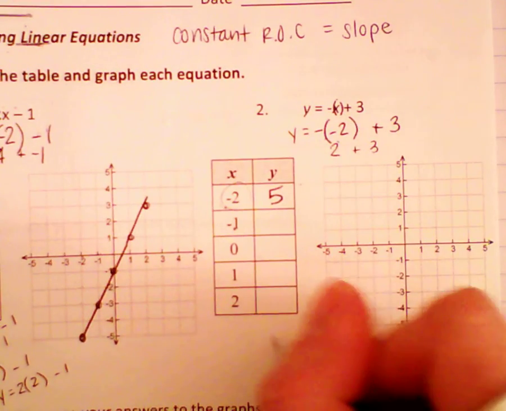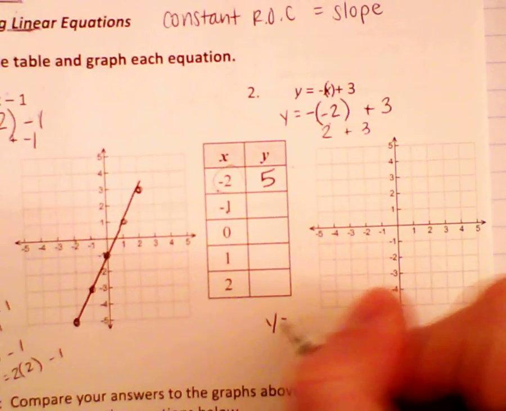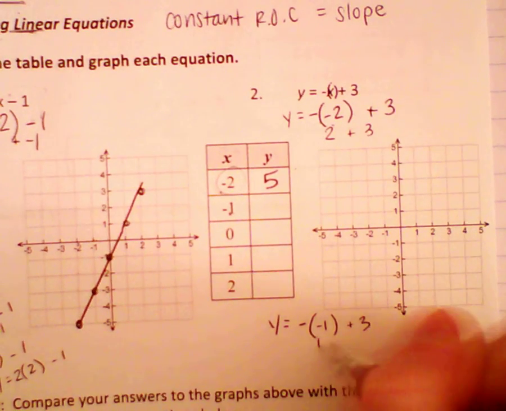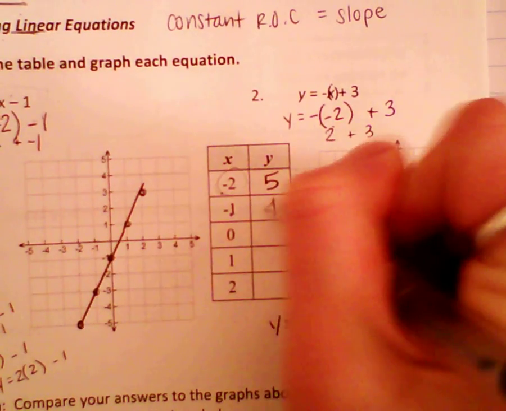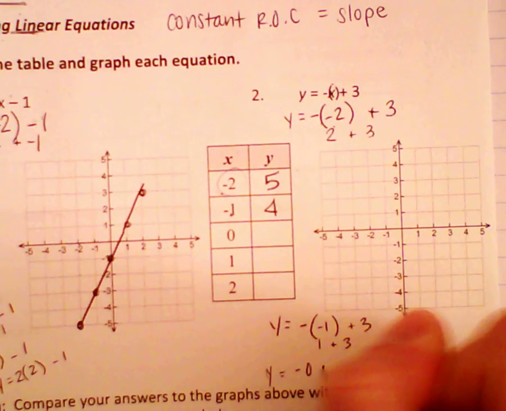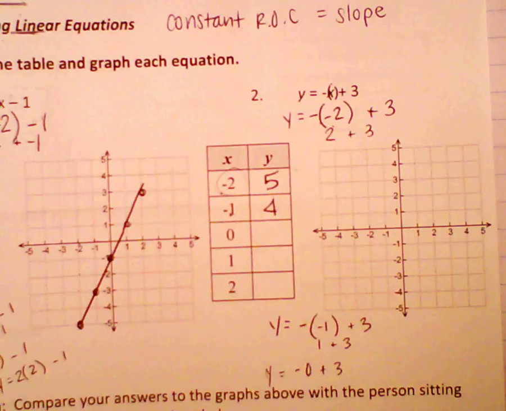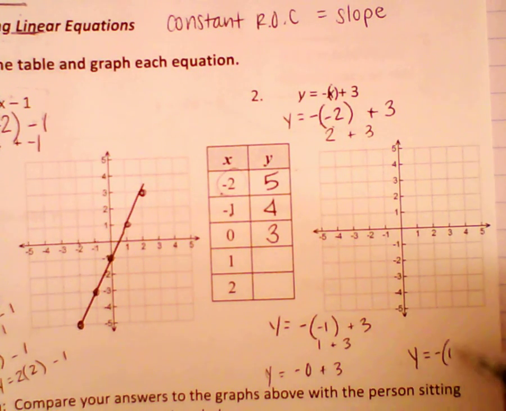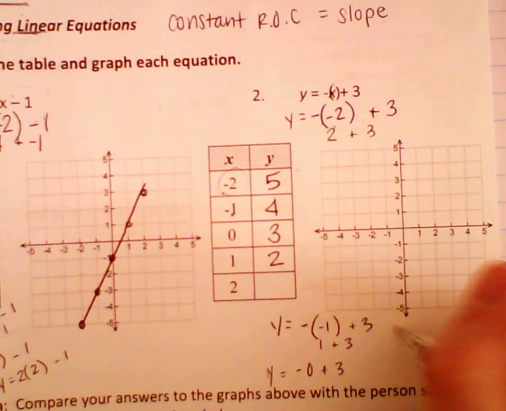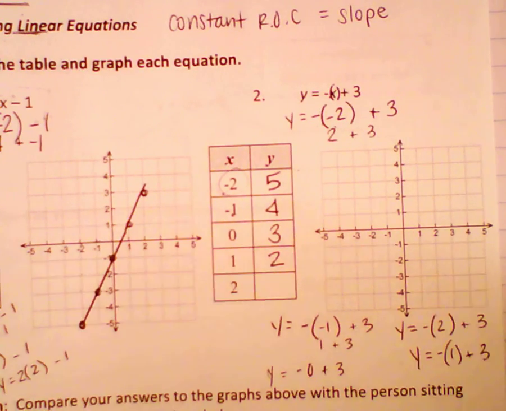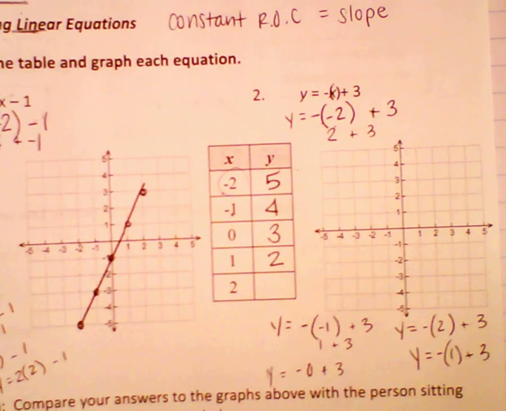So x equals -1, so y equals -1 plus 3, which is really like 1 plus 3, which is 4. For x equals 0, well, there isn't such a thing as -0, so 0 plus 3. Y equals -1 plus 3, which is 2. And y equals -2 plus 3. -2 plus 3 is 1.